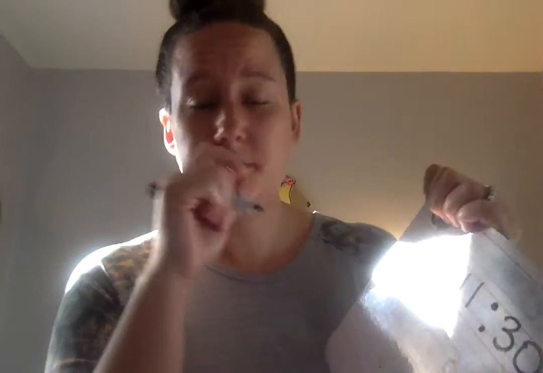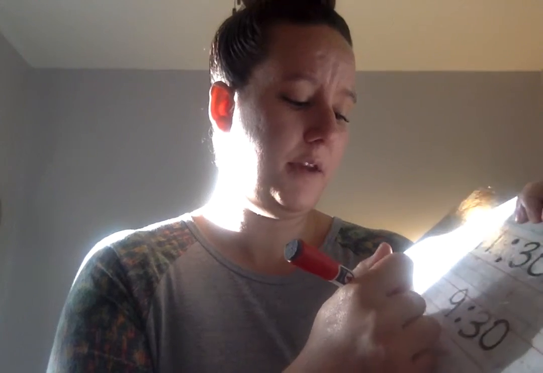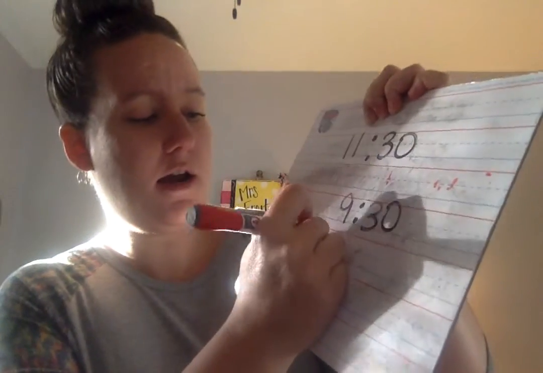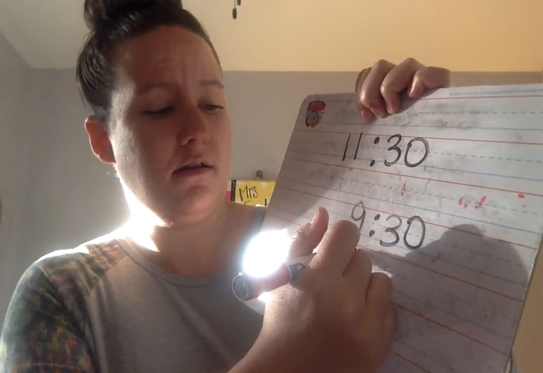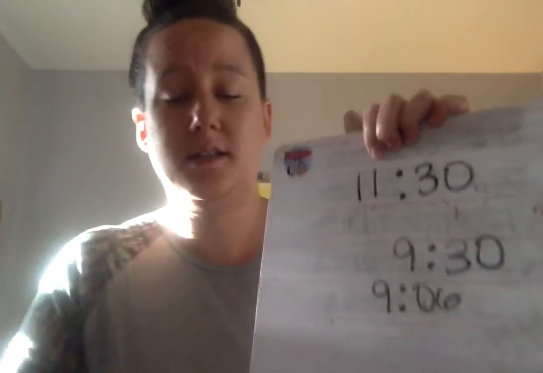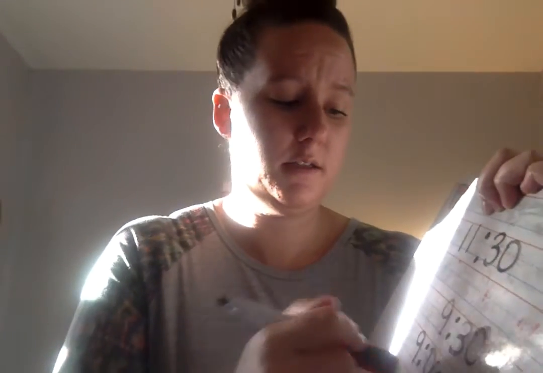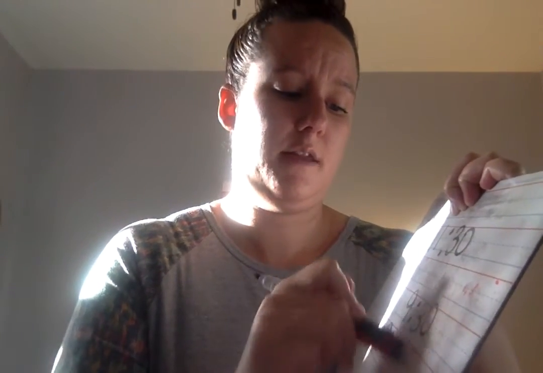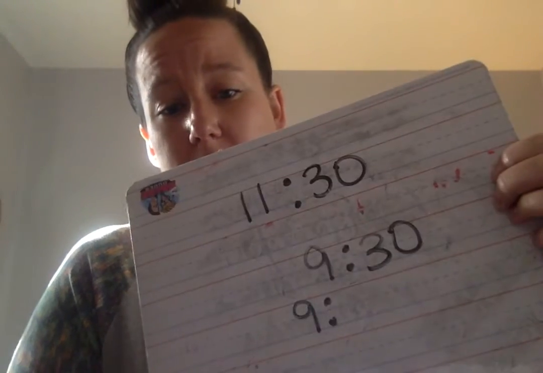Okay, sometimes I'll see people when they write, instead of writing 9:30, they might write 9:06 because the minute hand was touching the 6. But that doesn't tell us 6 minutes. It tells us 30 minutes. So you want to write 9 and then 30 minutes when you're on the 6. And that's probably the trickiest thing.